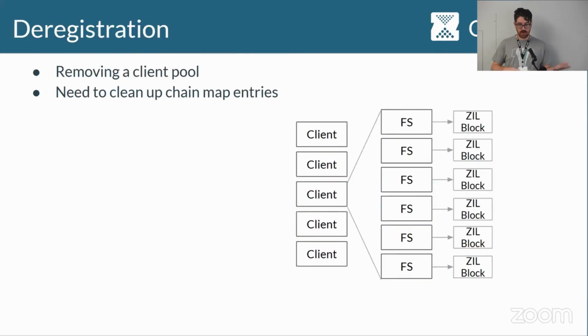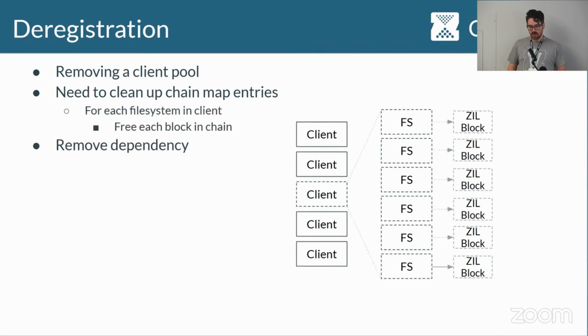Eventually, when you're moving your pool from system to system, or you're done with a given storage pool, you have a deregistration process where you're removing a client pool from the shared log pool. And as part of that, we need to clean up all of its chain map entries. So we go over all the different file systems in the client and free each block in the chain just the way we would for each of them if we were deleting that file system.